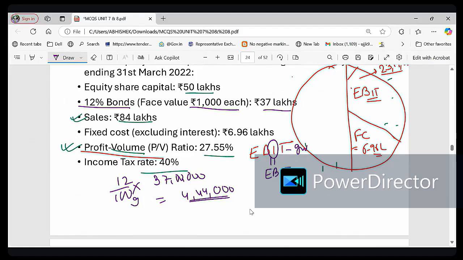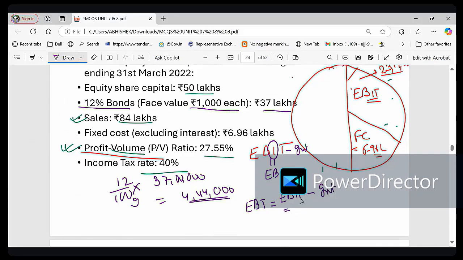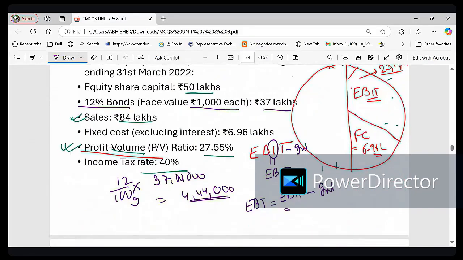So now if you want to calculate EBT, that is earnings before tax, it is equal to EBIT minus interest. What is EBIT? We have just calculated it: 16,18,200 minus interest. How much is the interest? 4,44,000. Just subtract it. How much are you getting? 11,74,200. This is our EBT. Please tell me, is it clear? Is it clear till now how we have calculated EBT?